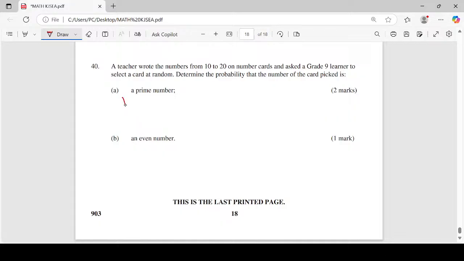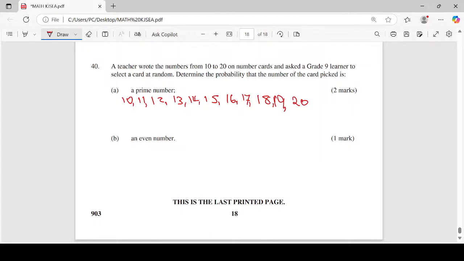I have 10, 11, 12, 13, 14, 15, 16, 17, 18, 19, 20. In total, how many numbers do you have? 1, 2, 3, 4, 5, 6, 7, 8, 9, 10, 11.